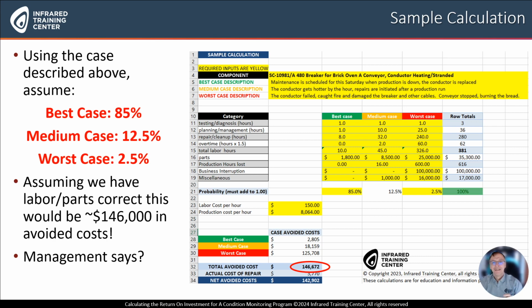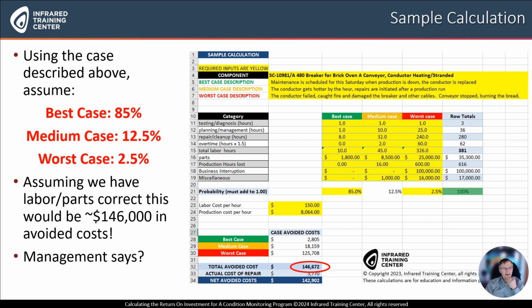You take the cost for the best case scenario, and we multiply that by 0.85, and we can see that comes up to $2,805. Okay, and we take the medium case scenario, 12.5%, and that comes up to $18,000 worth of avoided costs, and the worst case scenario comes up to $125,000 worth of cost. And you say to your management, to your customer, well, this one picture saved us $146,000.